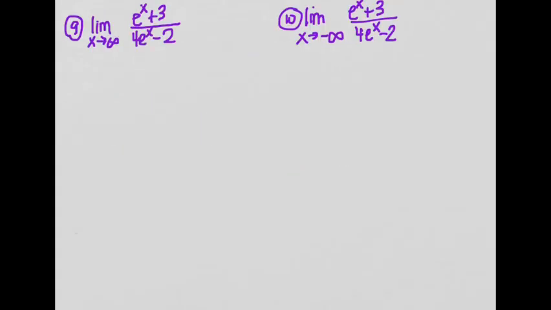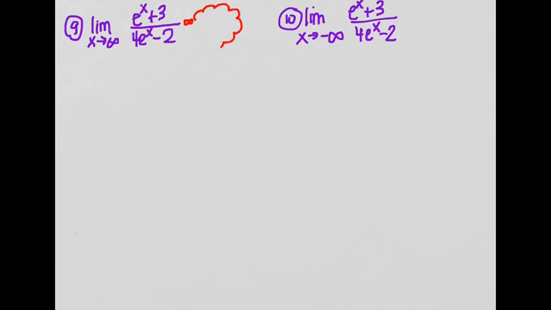9 and 10 are actually the same function, but in number 9, I've got the limit as x goes to positive infinity of (e^x + 3) over (4e^x - 2), and the limit as x goes to negative infinity of (e^x + 3) over (4e^x + 2). So, we've been talking about indeterminate forms. And really, the only one we've talked about is 0 over 0 means that you have to do something else. But another indeterminate form is when you get infinity over infinity.